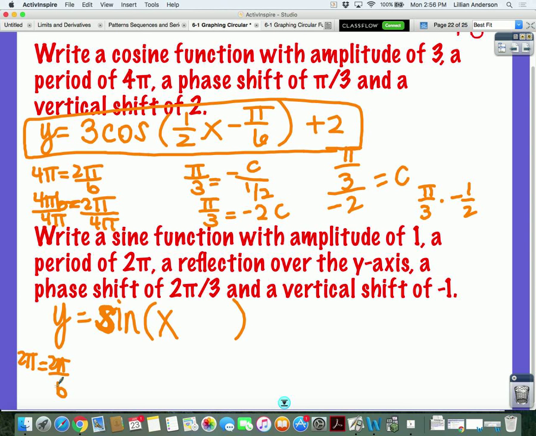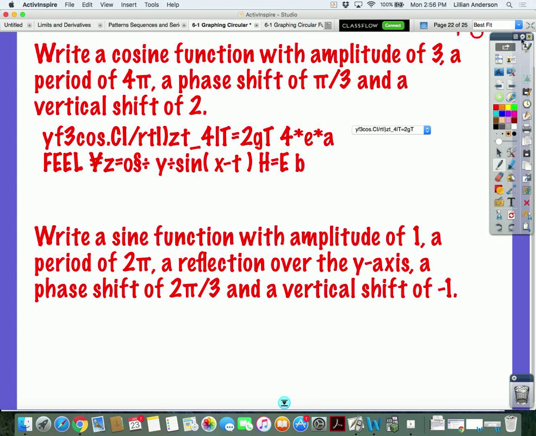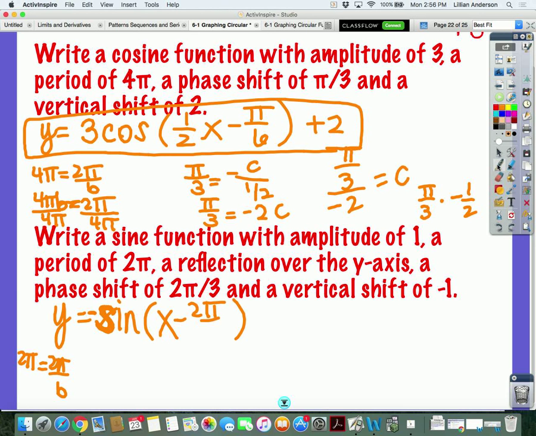Okay, wait, hold on. Yes? Since it says the reflection of the x-axis with the amplitude negative. Yep, but yes, there is a reflection, which means that the outside does need to be negative. We have a phase shift of 2 pi over 3. It'll be a minus 2 pi over 3. And a vertical shift of negative 1.